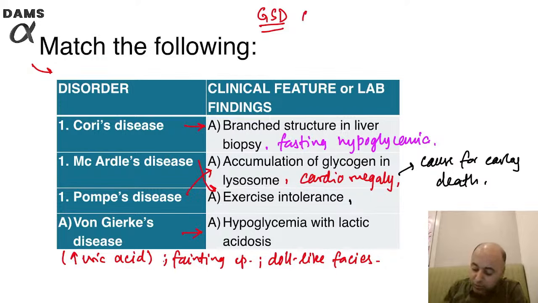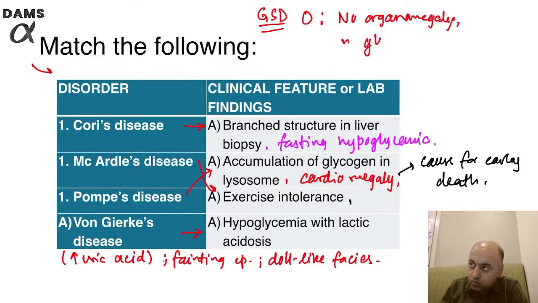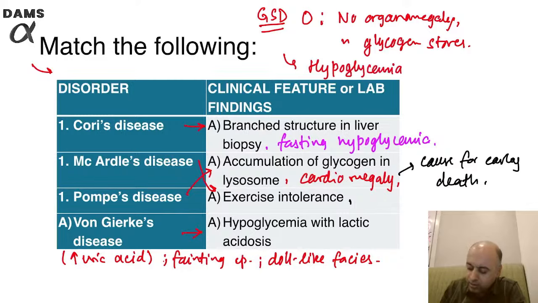Rarely you can be asked about glycogen storage disorder 0. In type 0, there is no organomegaly and there are no glycogen stores in the liver. Remember, no organomegaly, no glycogen stores, and there is hypoglycemia in between the meals.